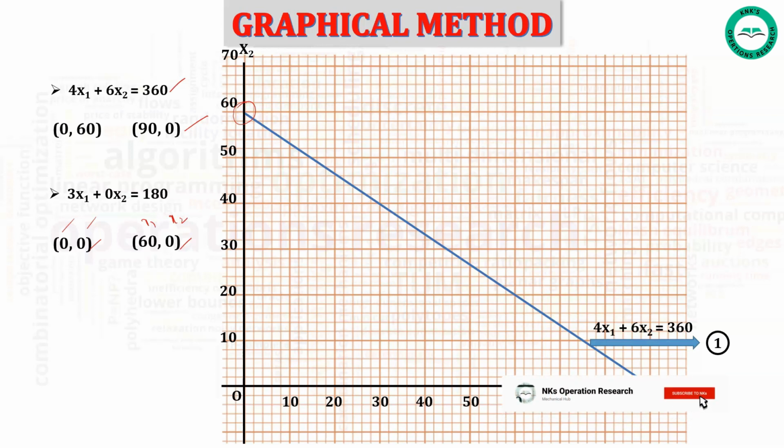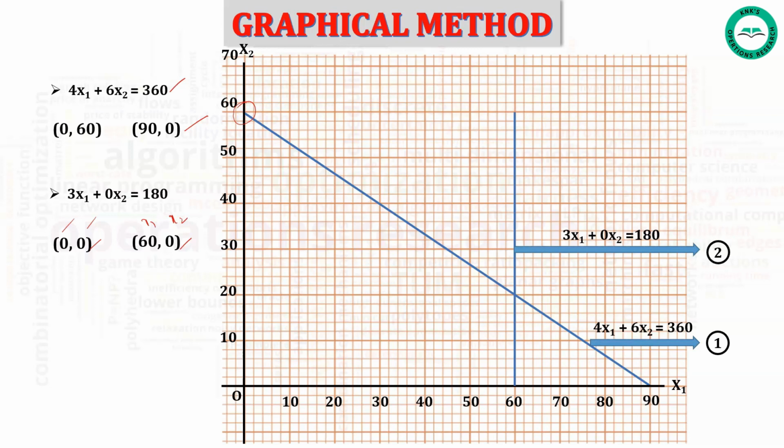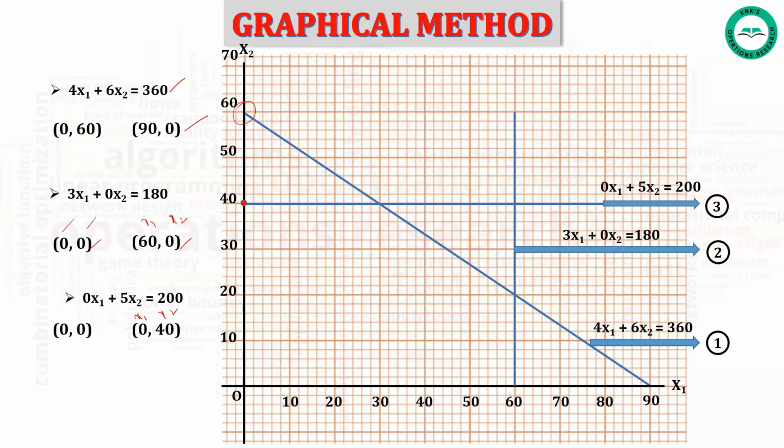From here draw a line which is parallel to x2, as the first coordinate is 0 comma 0, and mark it as the second equation. Similarly for 5x2 equals 200, 0 comma 0 and 0 comma 40. Here x1 is 0 and x2 is 40. So from this point draw a horizontal line which is parallel to x1. So now we have plotted all the given points.